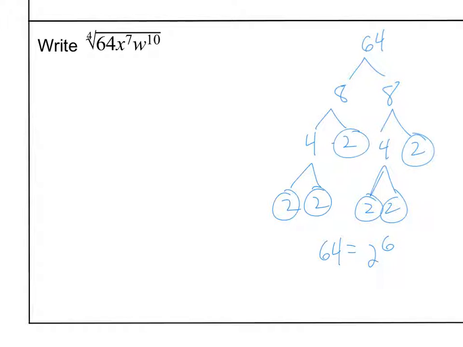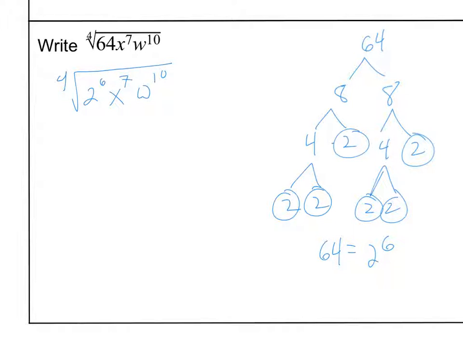For the coefficient, the first step is to take that 64 and break it down into its prime factorization. There's a lot of ways to break it down, but no matter what you do, if all your math is correct, you're going to end up with 2 to the 6th power. And so let's just look at this like this. The fourth root of 2 to the 6th, x to the 7th, w to the 10th.